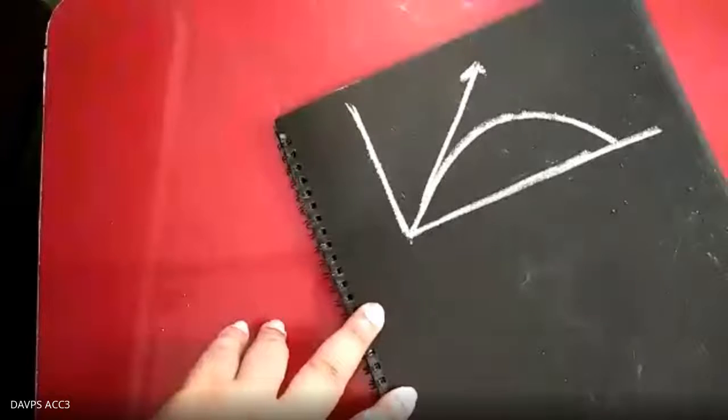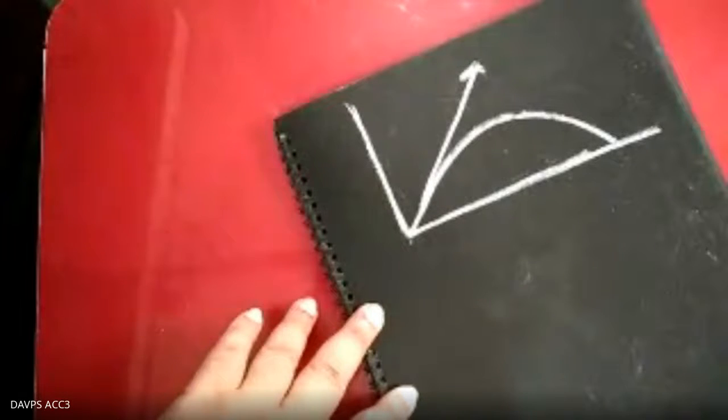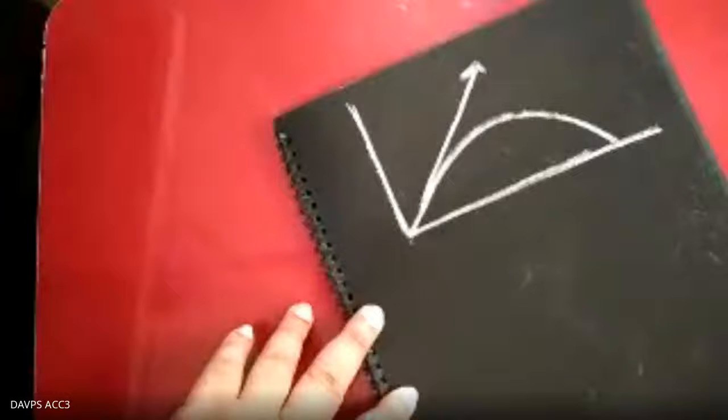Sir, please repeat again. There are two values of time. So that there are two values of time at which the projectile attains the same height.